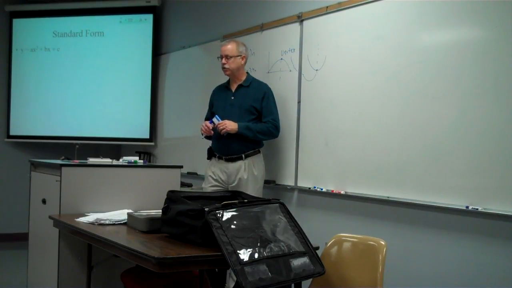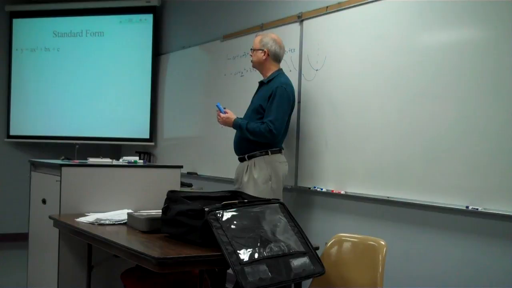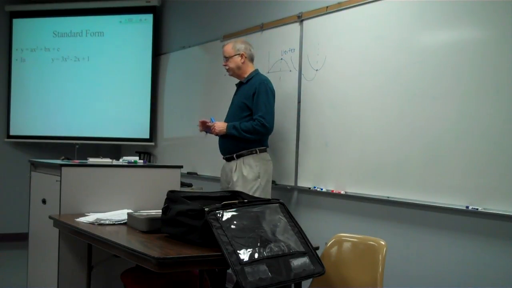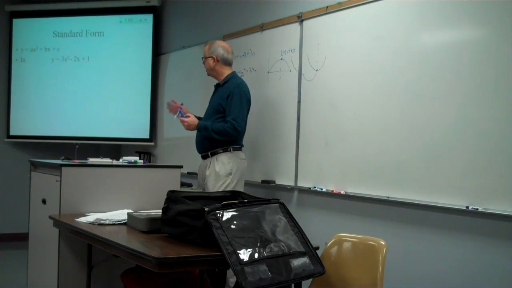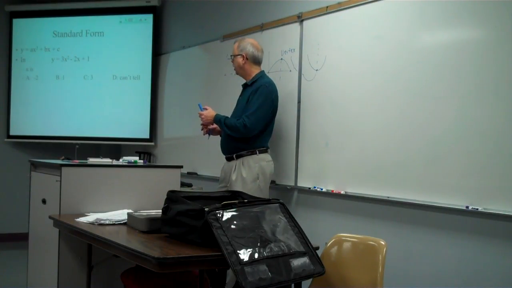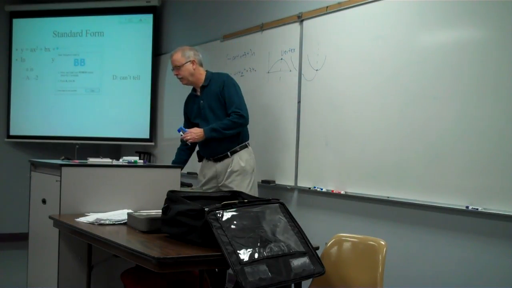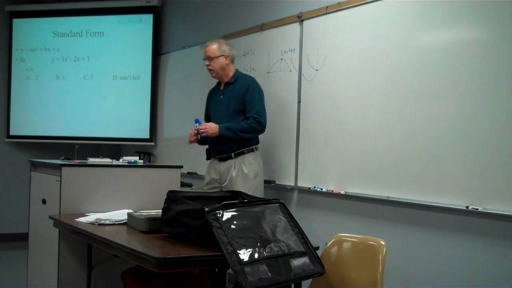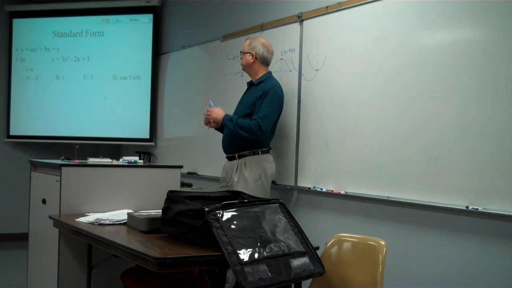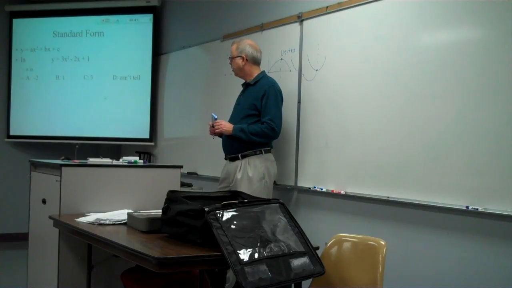And we're going to be starting with what's known as the standard form. So y equals ax squared plus bx plus c. Just to make sure we're all understanding the standard form, for y equals 3x squared minus 2x plus 1, what is our a?